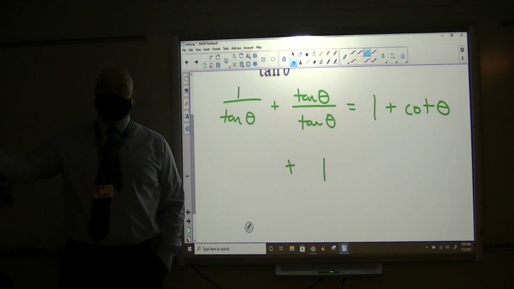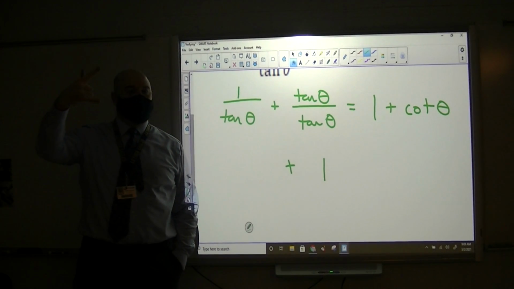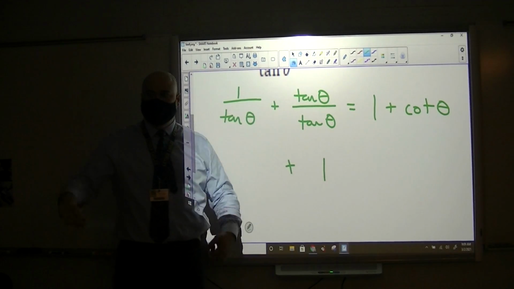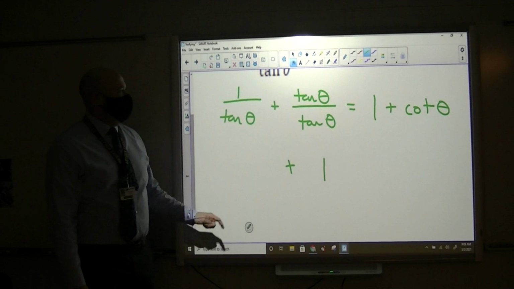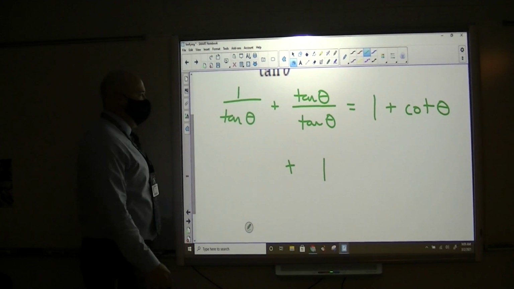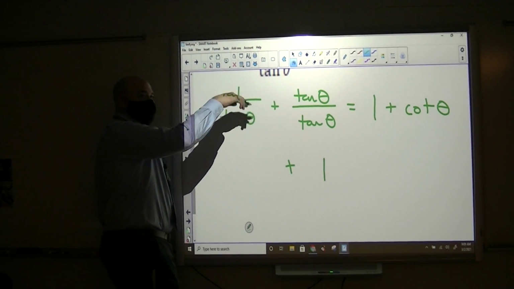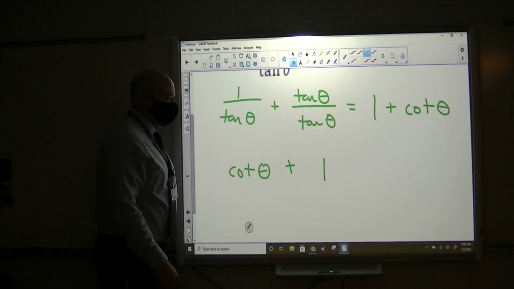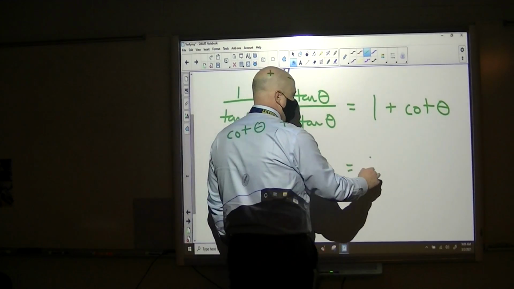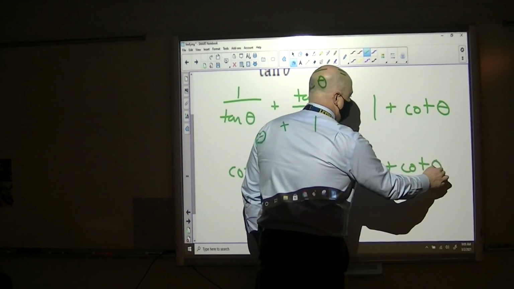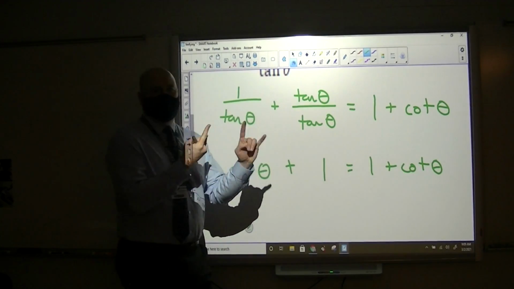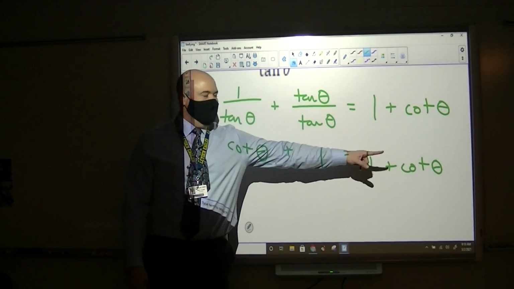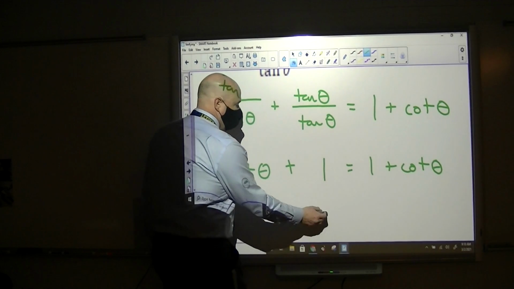So anytime you have a fraction where it's the same thing on the top and the bottom, that's 1. If you want to cancel them and say it's 1 over 1, that's cool too, okay? What's 1 over tangent? 1 over tangent, I've seen that before. That's on my identity sheet. Oh yeah, that's cotangent. Ta-da! Right? Addition is commutative, so it doesn't matter what order they're written in. I have the cotangent, the plus, and the 1. Same thing on both sides.